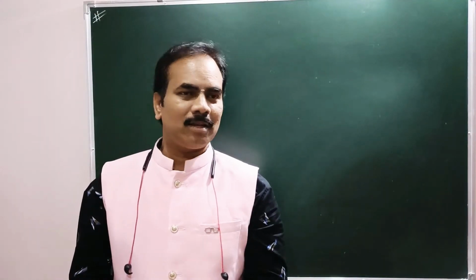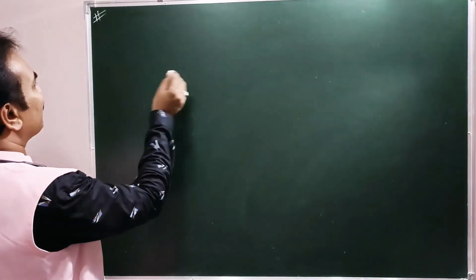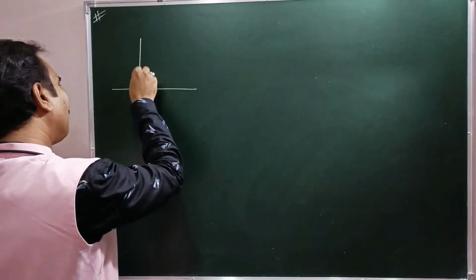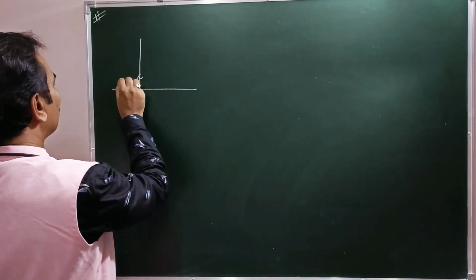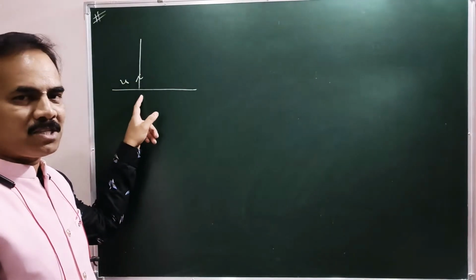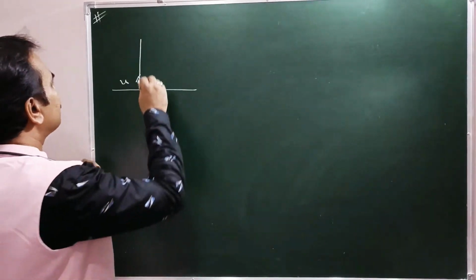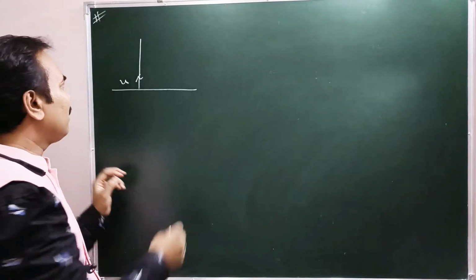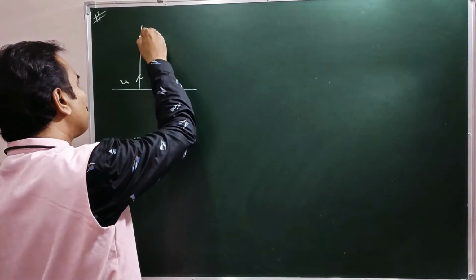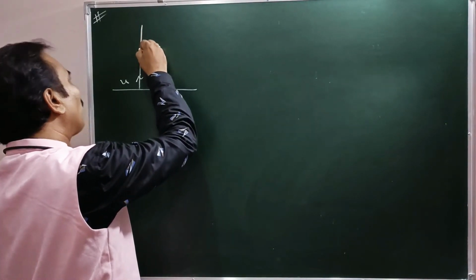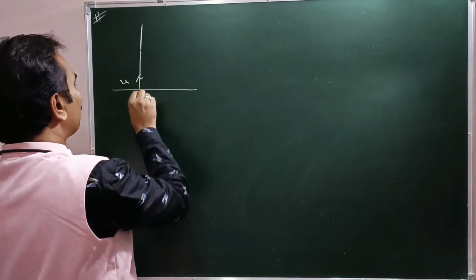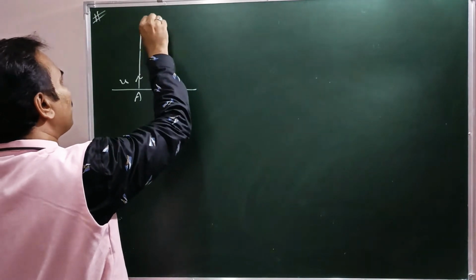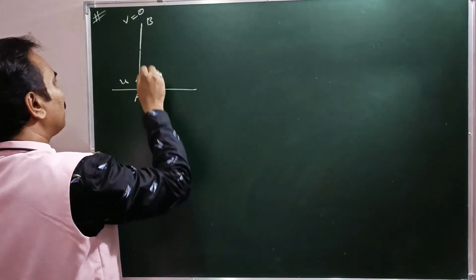Now the next situation, in which the body is projected vertically upwards like this, with some known velocity u. So u is the initial velocity of projection. This is the path followed by the body projected vertically upwards, right? We are considering only the upward motion. So A is the point of projection. B is the highest point at which velocity becomes zero, right?